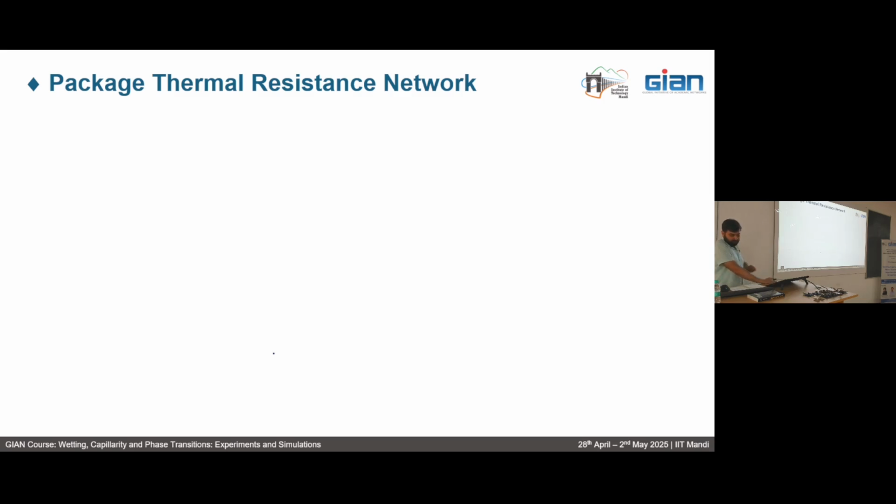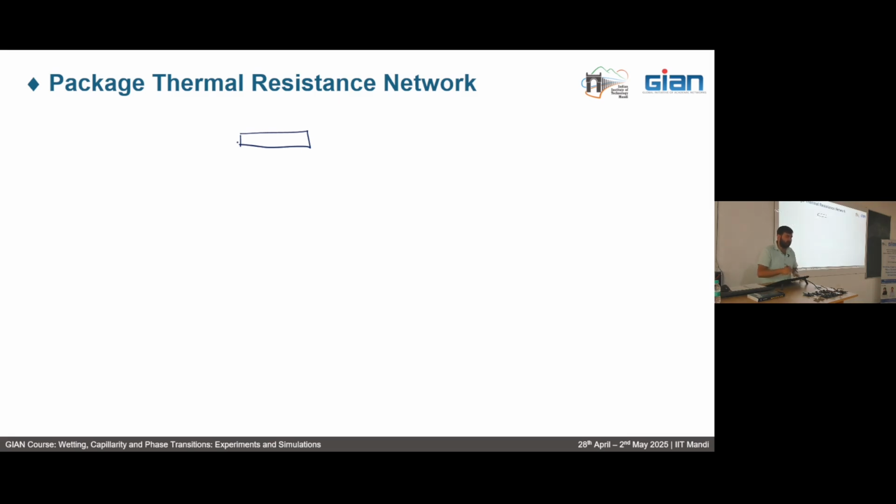One more important thing is the thermal resistance networks. These thermal resistance networks are very important when there are multiple thermal resistances in series. For example, we have a device. I'm taking a very complex diagram. So let's say we have a device here. It's a transistor, but heat is never produced on the top of the transistor.